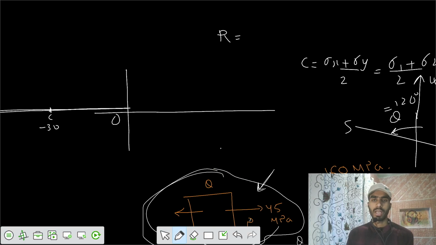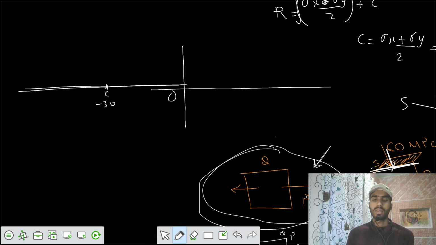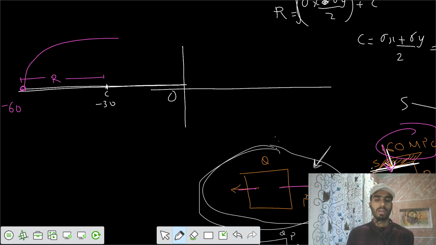We have the radius equation with sigma x. How can you get the radius if you don't know the values of shear stress and normal stresses? But in the Mohr's circle, we know the sigma max, that is sigma 1, the major principal stress, and sigma 2, the minor principal stress, that is 45 and minus 60. So if this is our minor principal stress, minus 60, finally this part is the radius r. So you draw a circle of radius r.